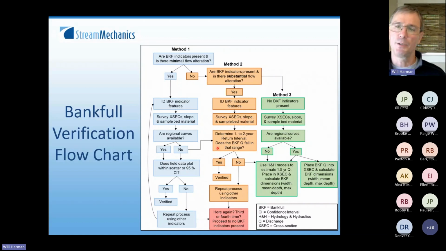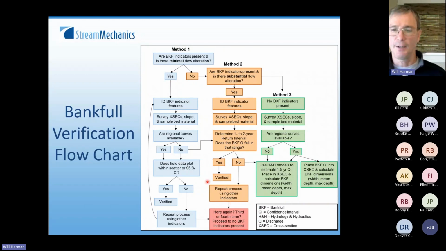the modeling comes in. So you have to use those H&H or USGS regional regression equations and HEC-RAS to develop a flood frequency analysis and determine that 1 to 2 year return interval, and then find out, does your Bankfull discharge that you're estimating up here, is it under that 2 year? And if yes, then we can say it's verified. If it's no, again, you can repeat the process for the other indicators.